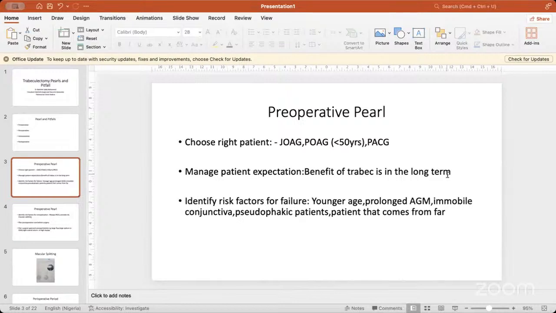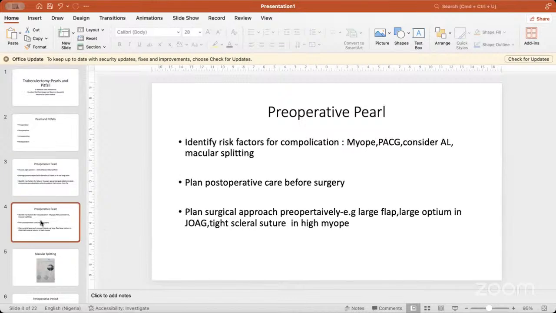Stratify your patients. Like, okay, this is a young patient who has used anti-glaucoma medications for a very long time. Or this is a patient who had pseudophakia. And in my personal experience, a patient that comes from far. You are in Kaduna, the patient is coming from Maiduguri, or from Taraba, or from the east or southwest. Now follow-up becomes a problem. So when you get all these things before the surgery, it will help you to counsel the patients and to plan your surgery ahead. Another important thing that we need to talk about is the need for frequent visits.